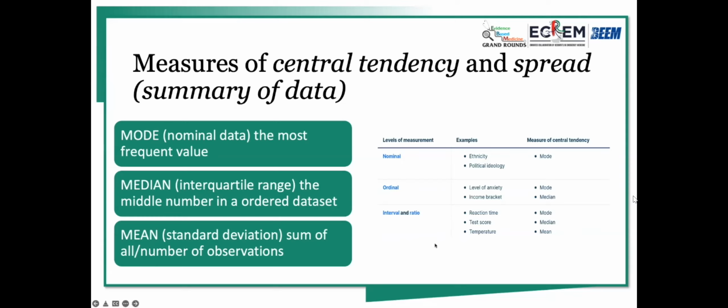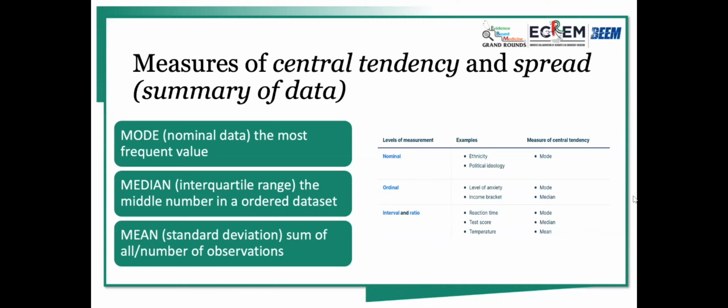Each one of these comes with their own measure of spread, specifically for the ordinal data. If we're using a median, we want to use the interquartile range. So we're going to talk about quartiles. If we're talking about interval and ratio, then we can use standard deviation as a measure of spread.